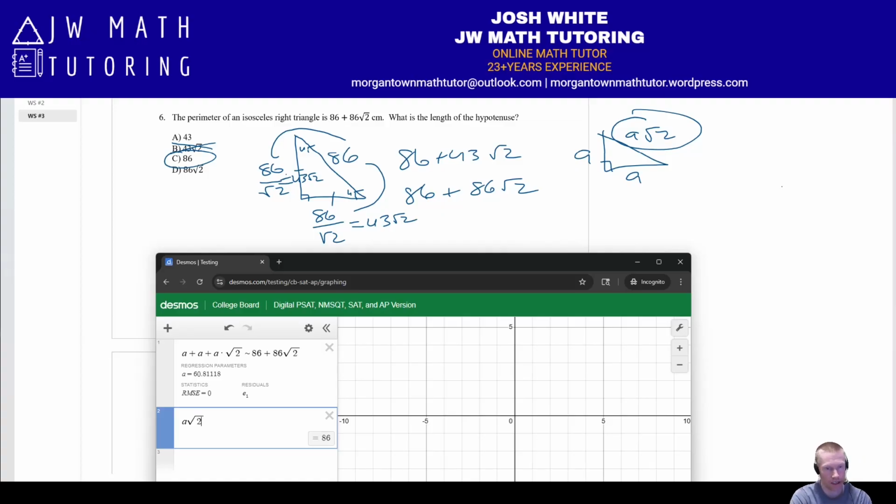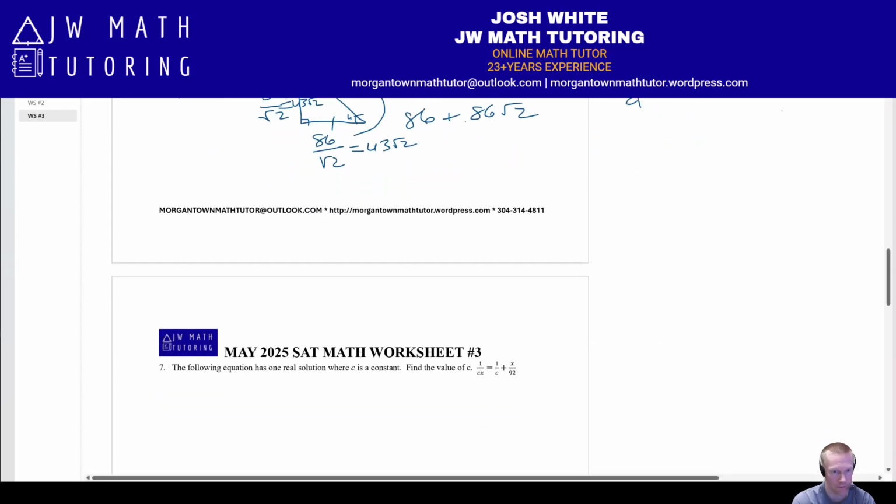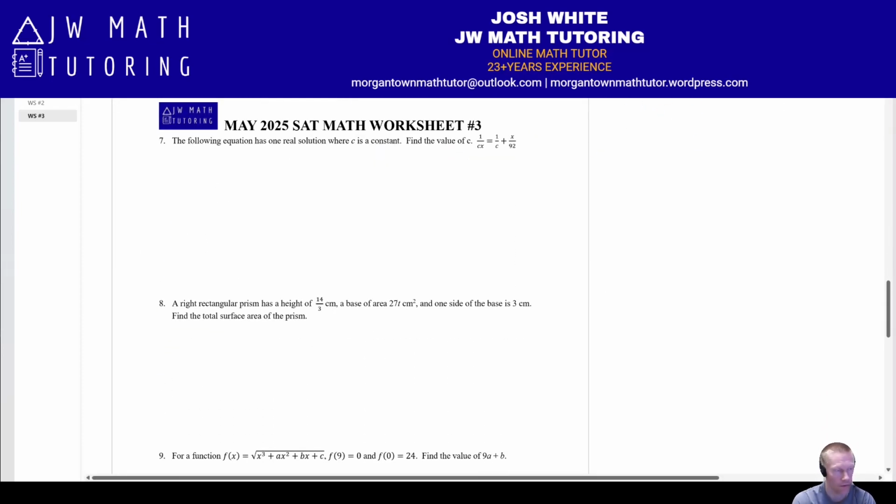And now notice we get 86. It's letter C. Again, very, very quick and easy way to do this problem entirely in Desmos. All right, next up, question number 7.